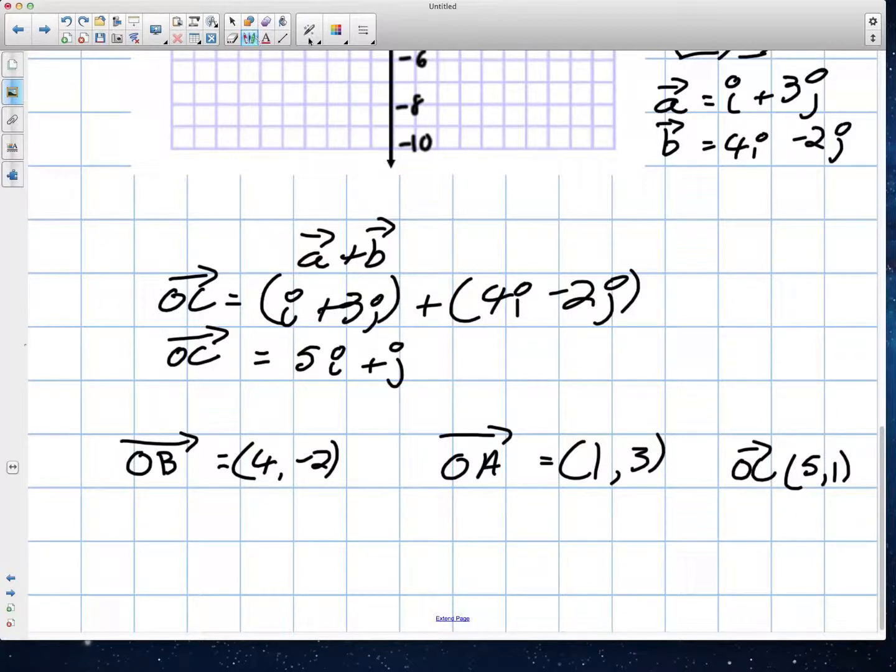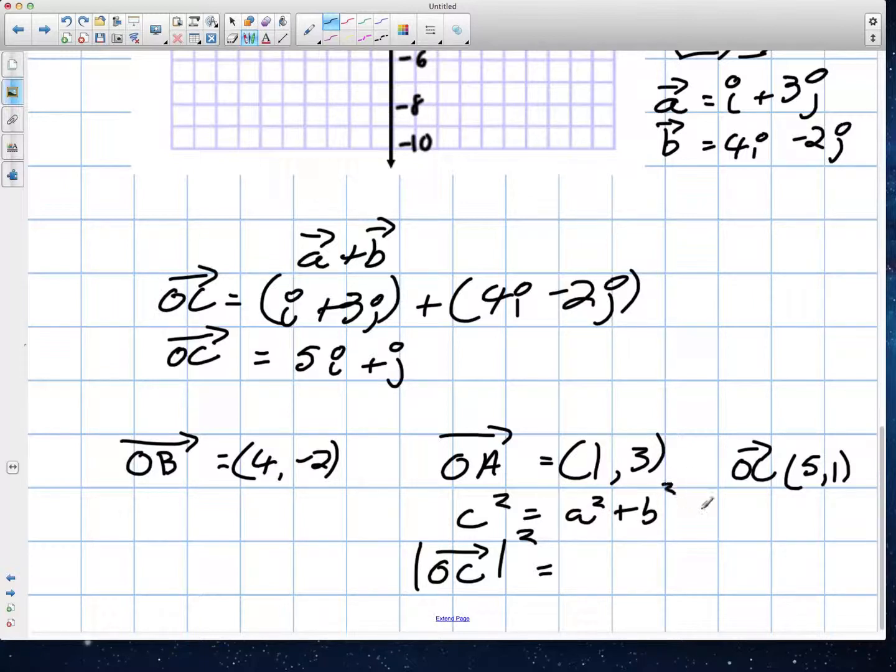And that's going to give us our OC side length. So our OC side length, let's figure this out using Pythagoras' theorem. We know that our OC, which is the hypotenuse, is technically, if we want the absolute value of it, squared. Because Pythagoras' theorem is c squared is equal to a squared plus b squared. Okay. Our a value could be the x or the y, so we'll put it in as 5 in this case, plus 1 in this case.